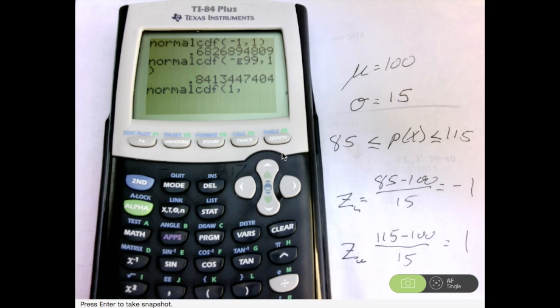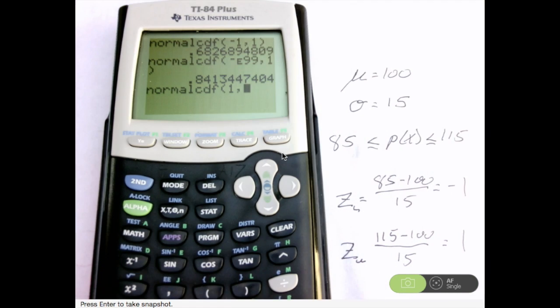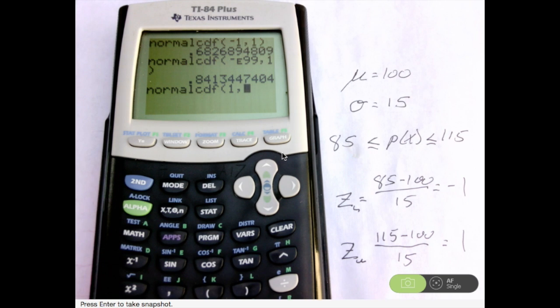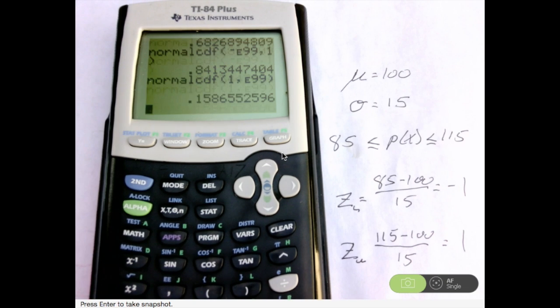Comma. And I'm going to do the same thing I did before, except I'm not going to hit the negative. So I'm going to hit second EE, 99, and there is the proportion under the curve that's right of 1 standard deviation from the mean.